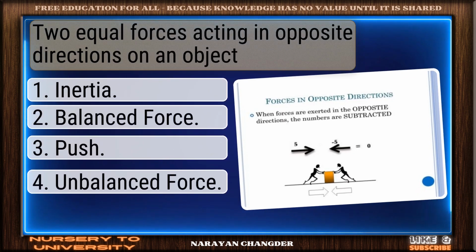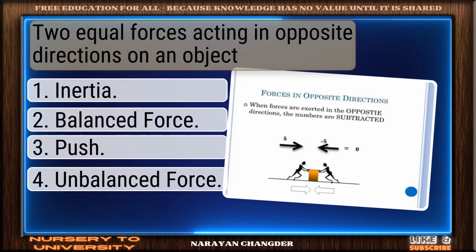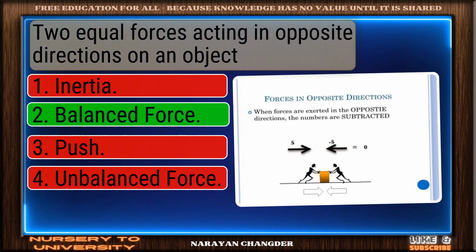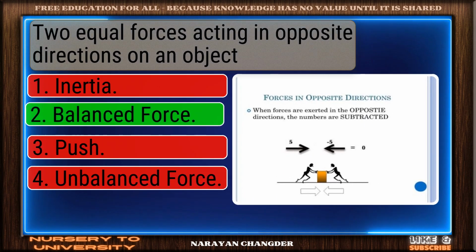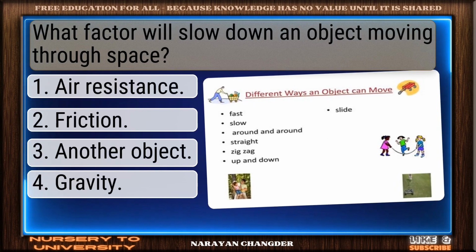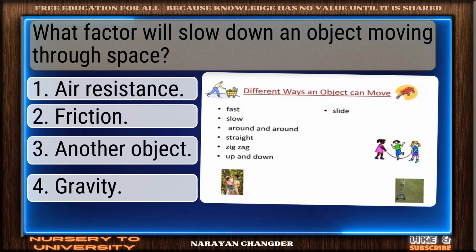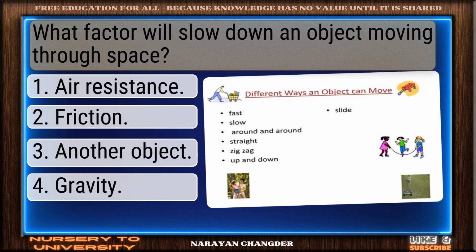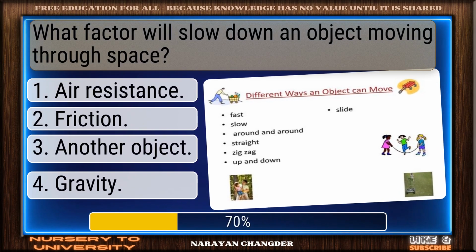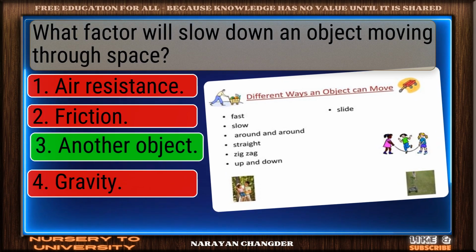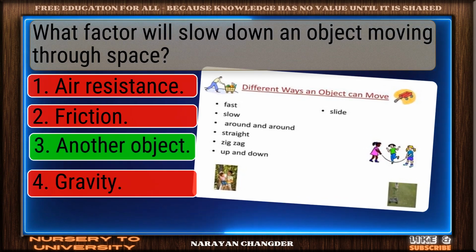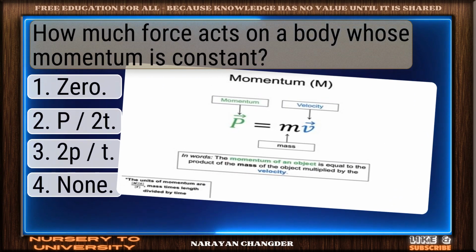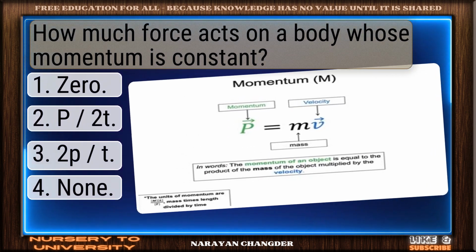Question number 164. Two equal forces acting in opposite directions on an object. You're right. Balanced force is the correct answer. Question number 165. What factor will slow down an object moving through space? Good job. Your answer, another object, works well here. Question number 166. How much force acts on a body whose momentum is constant?